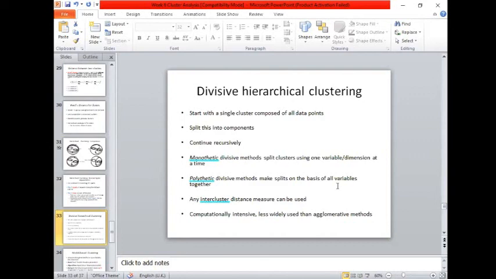Now the second type is divisive hierarchical clustering. We split the clusters into different groups, as long as each split produces similar objects. It starts with a single cluster composed of all data points, which is split into components and continues recursively. Divisive methods can be monothetic, splitting clusters using one variable at a time, or polythetic, making splits on the basis of all variables together. An intercluster distance measure can be used. It is computationally intensive and less widely used than agglomerative methods.